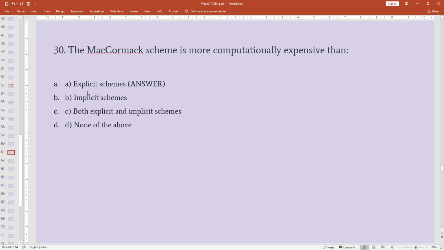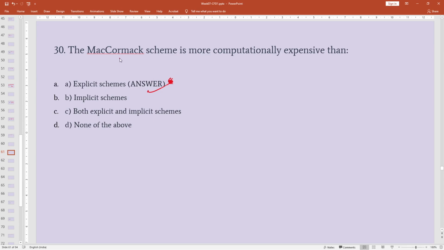Next question: the McCormack scheme is more computationally expensive than which of the following schemes? Option A, explicit schemes. Option B, implicit schemes. Option C, both explicit and implicit schemes. Option D, none of the above. So the answer is given here itself: explicit schemes, because it's much simpler.